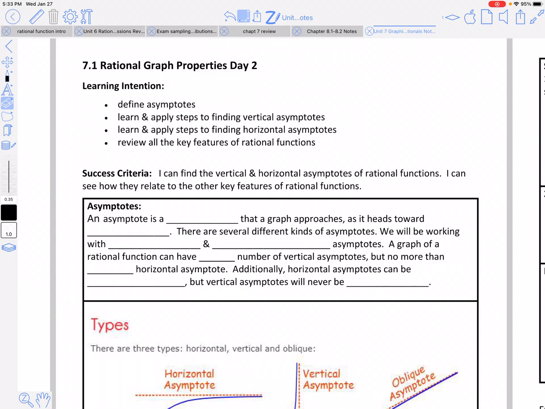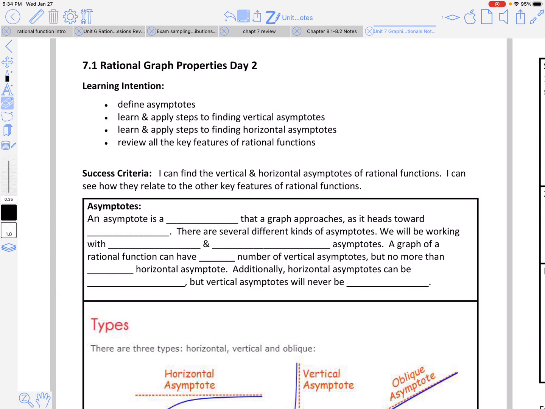All right, this is 7.1, Rational Graph Properties, Day 2. If it's been a while since you took the quiz or looked at 7.1, Day 1, I highly suggest you pause this, go back, and look over your notes. We will review it at the end, but I think you'll have a better understanding of this if you just look through them and remember what is going on.